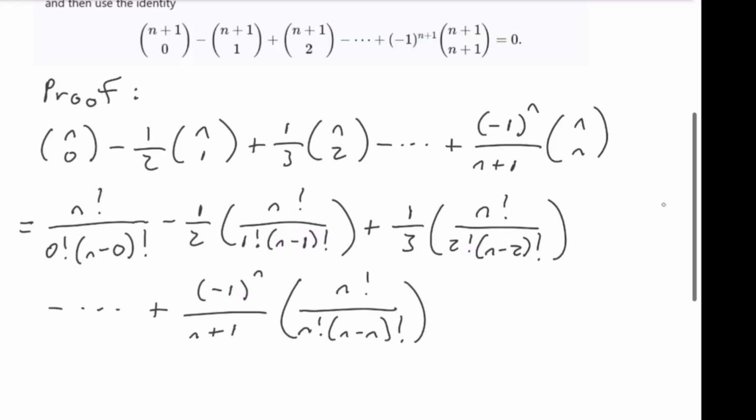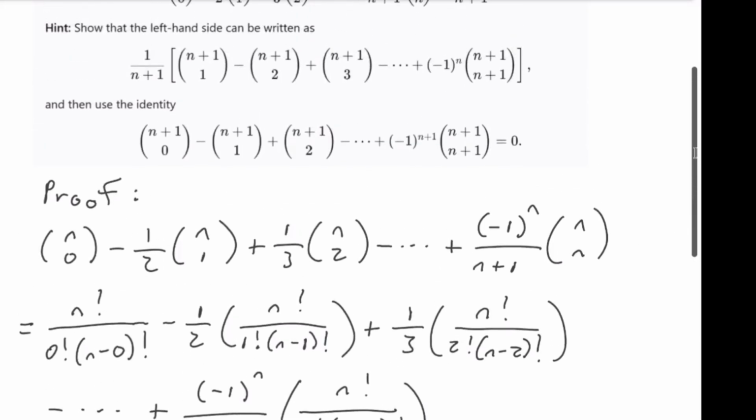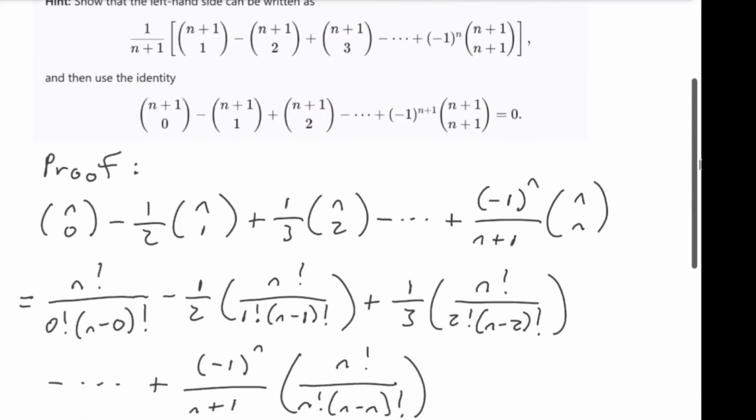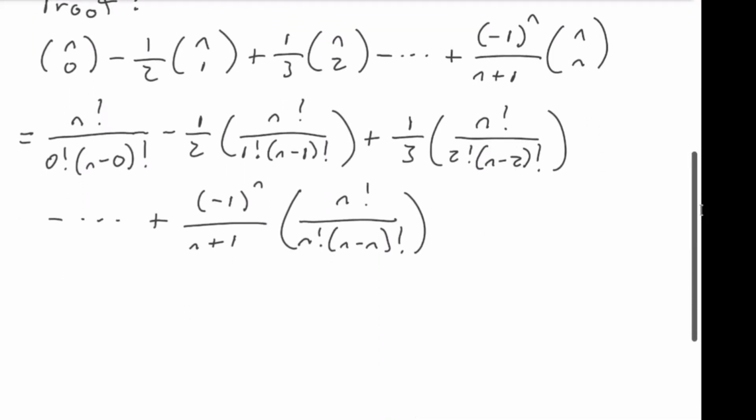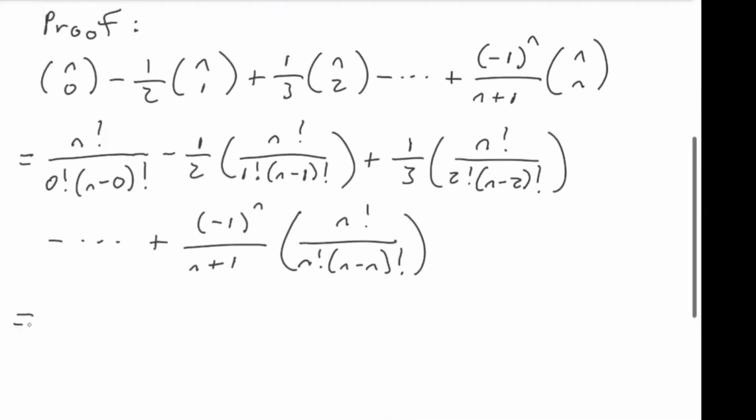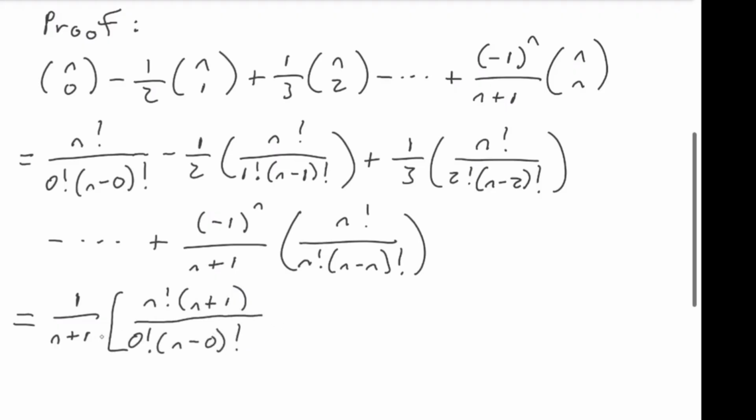Okay, so now, as you can see, I want to get 1 over n plus 1. So I'm going to factor it out of these terms. So this is equal to 1 over n plus 1 times n factorial times n plus 1 over 0 factorial, n minus 0 factorial, because I took out a 1 over n plus 1, so I need to have this n plus 1 on top, so it's still the same thing.